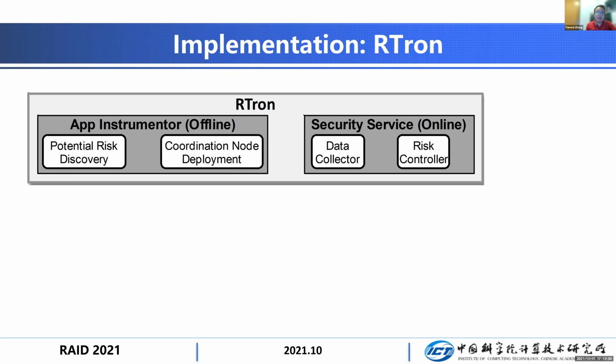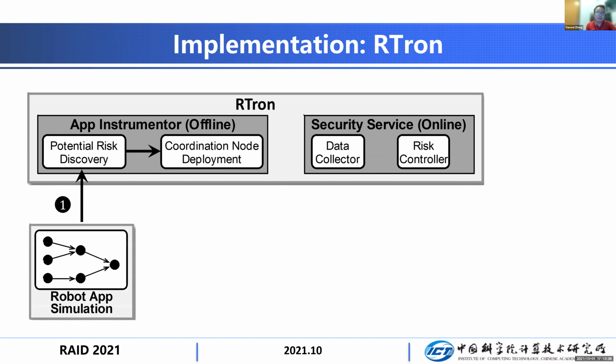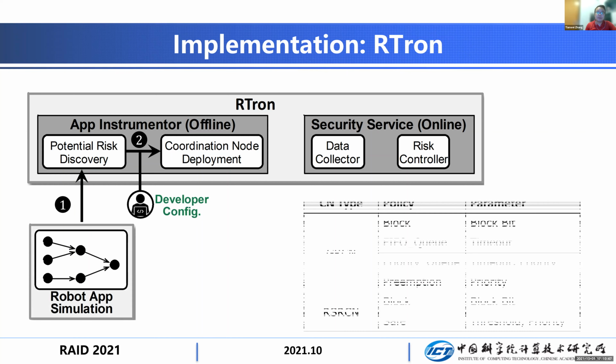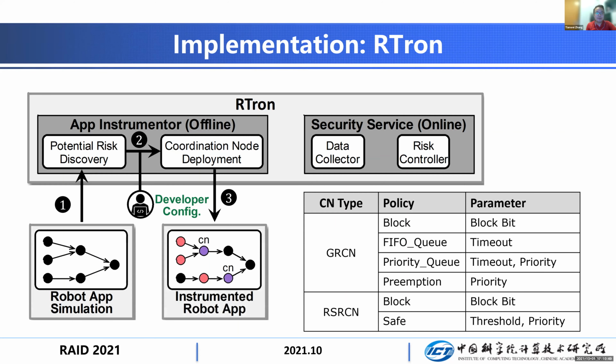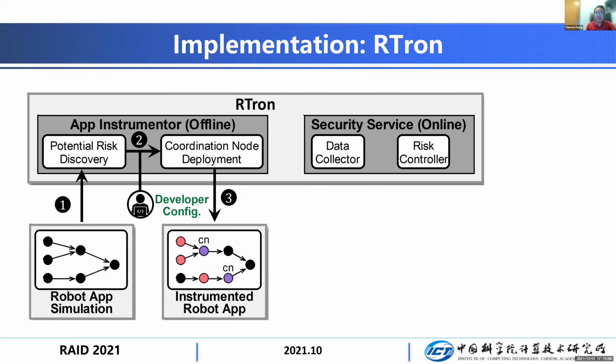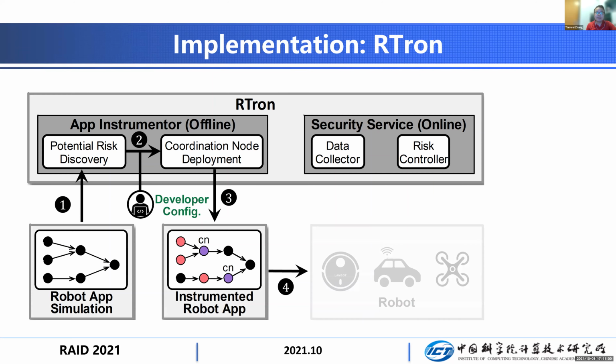The first one is the app instrumenter, which is done offline. Given a robot app, this module is able to discover all the potential risks inside, and then insert the coordination nodes into this app. After that, we have the instrumented robot app, which has all the required coordination nodes inside.